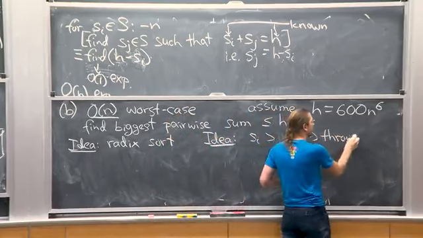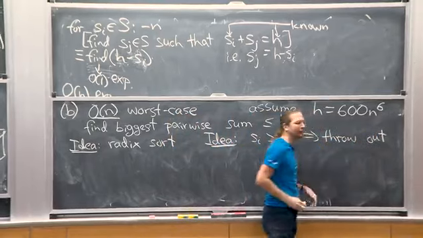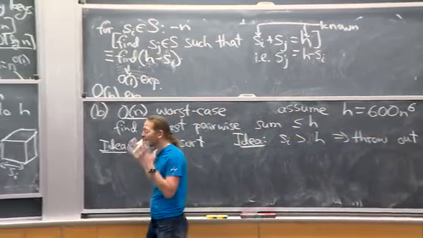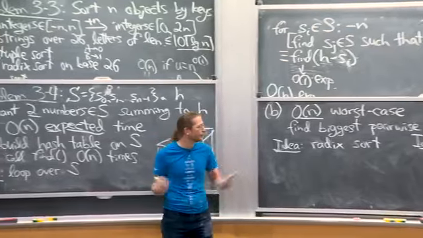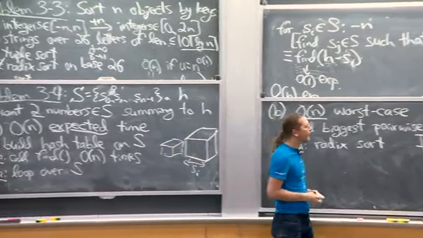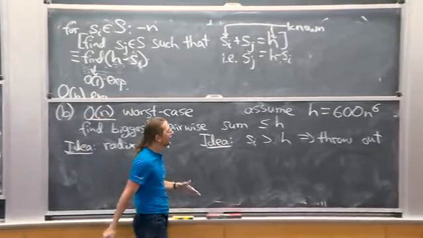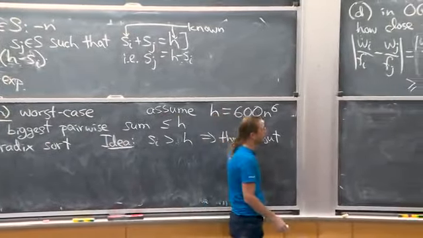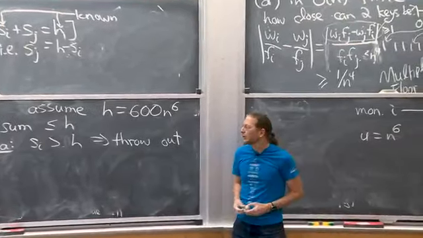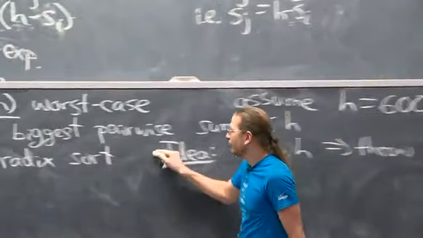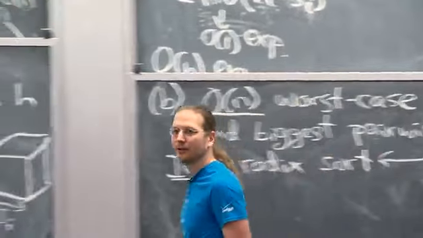So idea number 2 is let's just throw out all the big Si's, anything bigger than H. And that won't change the answer because those can never be in a solution. And now I have all the Si's having the property that they're less than or equal to H. And so they are small, bounded by a fixed polynomial. And now I can apply radix sort. So after this idea, I can apply this idea.